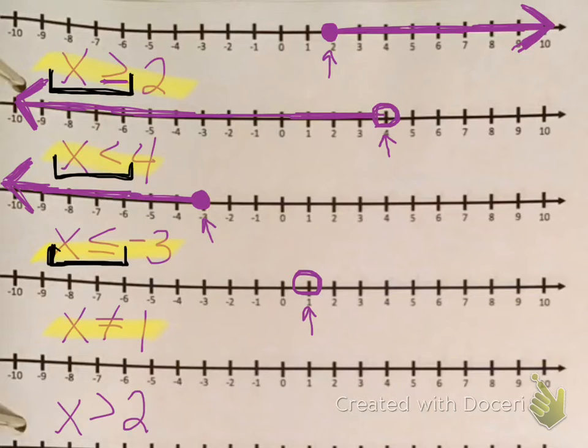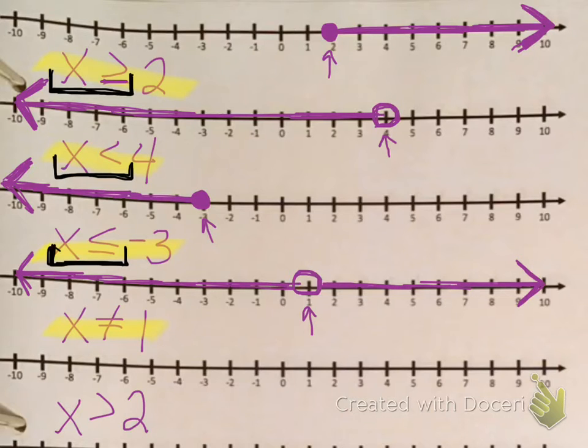But every other number is part of the solution. That means you can go in the left direction and all of these numbers are solutions because they're not 1. Or you can go in the right direction because all of these numbers are not 1. Okay, so basically we have an arrow extending in both directions, but you just have to put that open dot at 1 because 1 is not a solution.